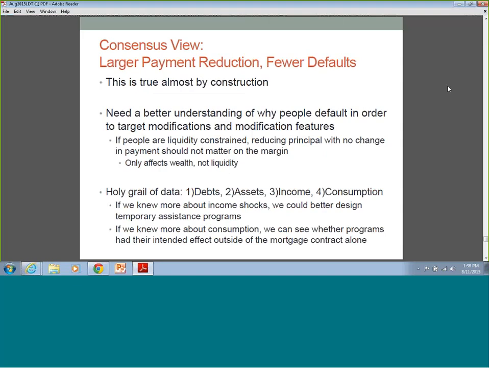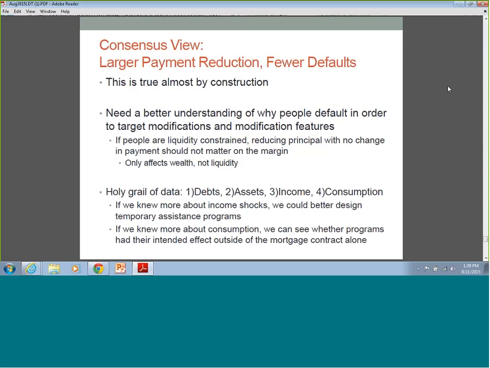And we'd really like to know more about consumption, right? The main goal here is to maintain consumption through a recession, thinking about the issues related to debt overhang and other kinds of constraints. But if we knew more about consumption, we could see whether these programs actually had their intended effect outside of the mortgage contract alone, right? These papers are concluding something about mortgage foreclosures, but this must have helped households on the margin who are reducing their payments, even if they're not avoiding foreclosure. They're using the money they were paying on their mortgage to fund groceries or to pay for car repairs. There are other consumptive benefits that we're just not observing through the limits of this data.